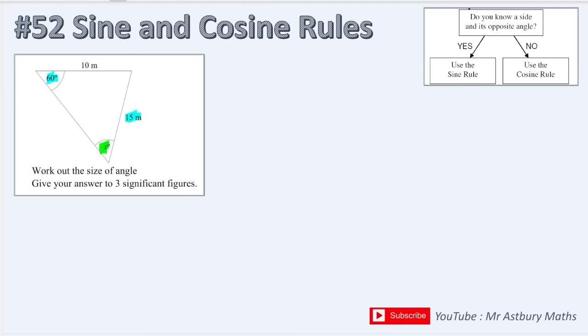So what I'll do is I'll write the angle on top. So sine of x over its opposite side, which is 10, is equal to sine of 60 over its opposite side, 15. And now to get what I want, which is sine of x, I just need to multiply both sides by 10. Makes it much easier when you have it that way round.